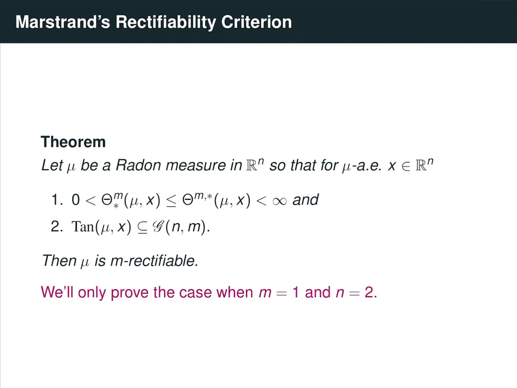In the notes and in this lecture, we're only going to focus on the one-dimensional case in the plane. In other words, we're going to prove this theorem for measures supported in the plane whose upper and lower one-dimensional densities are positive and finite, and the tangent measures at almost every point are multiples of Hausdorff measures restricted to lines through the origin. Now, the general case when n and m can be any integers is very similar to this proof. However, considering this case will just make some of the geometric arguments a little easier to explain and illustrate.